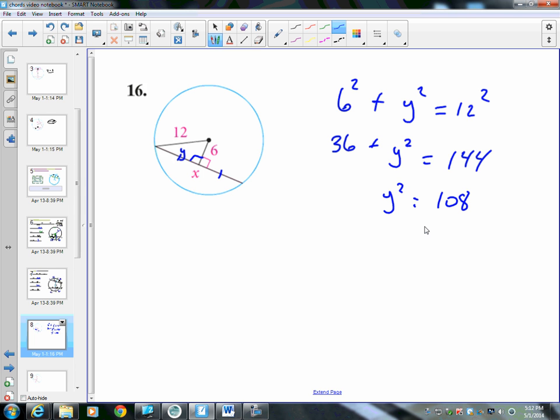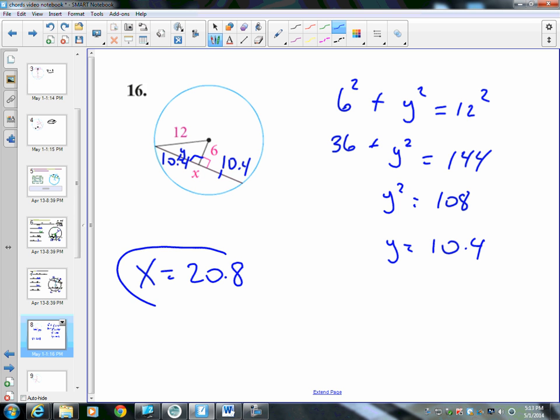Then we want y by itself. To get y by itself, we got to get rid of the squared. To get rid of squared, you take the square root. So y is equal to the square root of 108, which is 10.4. So this segment right here is 10.4. But again, we want the entire chord. So to find x, the whole chord, this is 10.4, this is 10.4. Add them together, 10.4 plus 10.4 is 20.8.